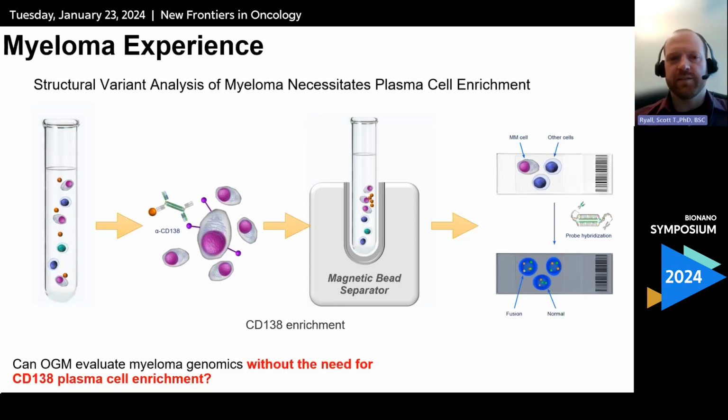It's just overall not a fun process to do. And oftentimes I remember sitting with Dr. Dubuque and just saying it'd be so convenient if we just didn't have to enrich. And that spurred this question about what happens if we can't. Can OGM eliminate the need for an enrichment in these plasma cell neoplasms?